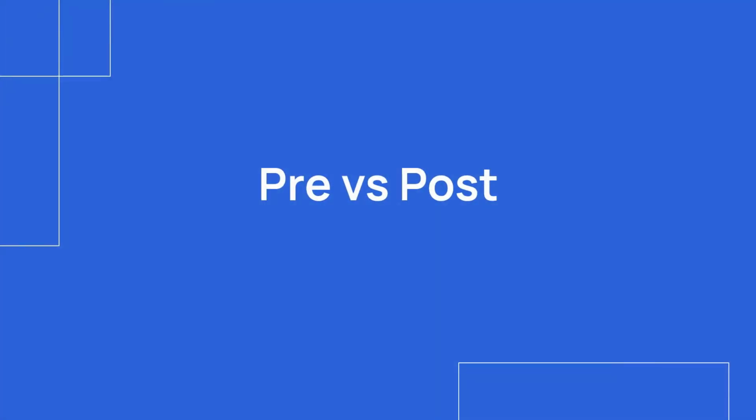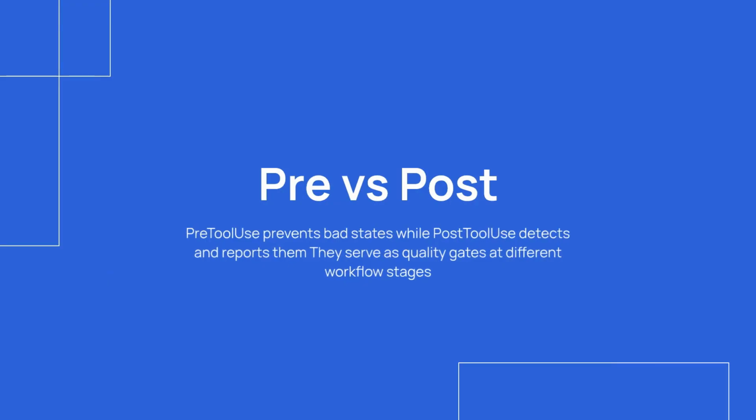The pre versus post distinction is architectural. PreToolUse is for rules that must prevent a bad state from existing. PostToolUse is for rules that detect a bad state and report it. Both are quality gates. They operate at different points in the workflow.